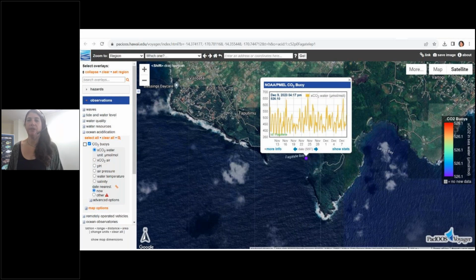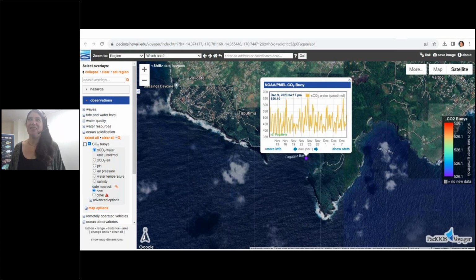It allows us to really understand what's happening on our reefs here and to notice things like the diurnal cycle of carbon dioxide and pH that occurs on our reef on a day-to-day basis. For educators, this is also a great resource for accessing and visualizing real data right on a map, and it's definitely worth checking out with your students.